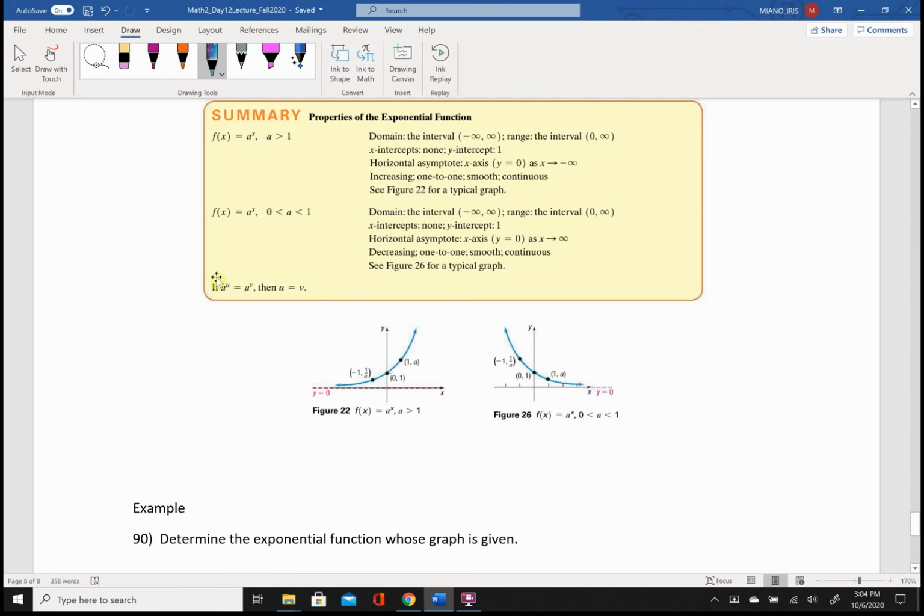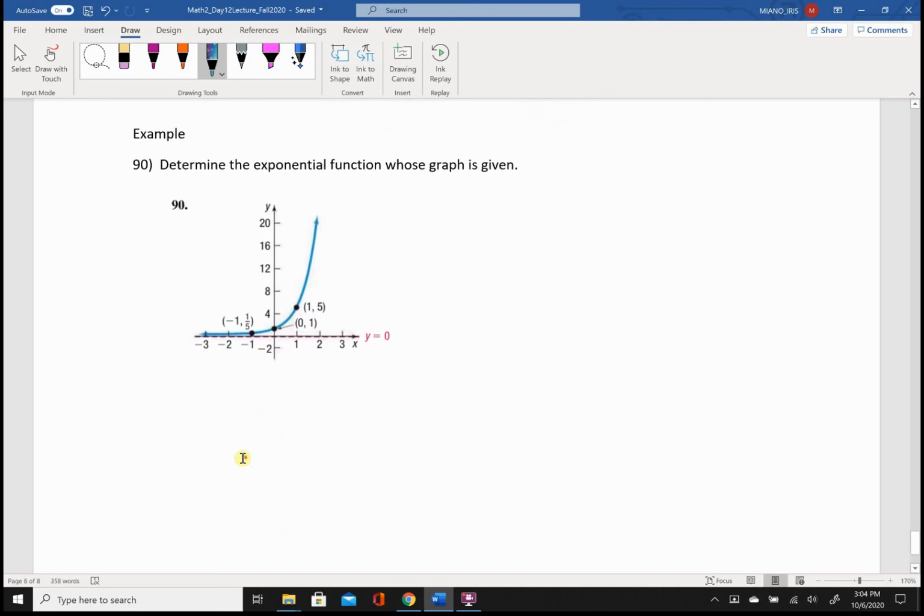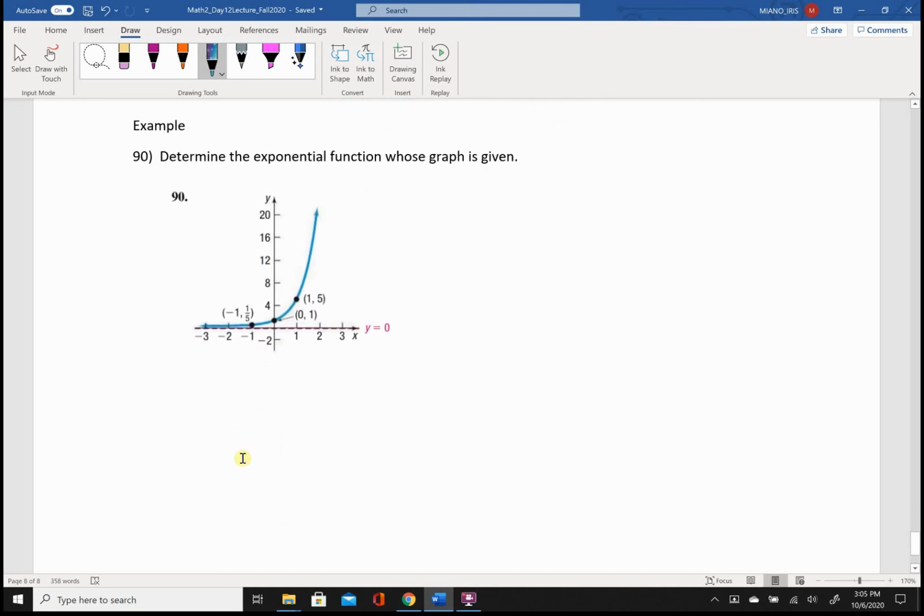And then, of course, part of the summary is this little blip about exponential expression equivalence. When you have exponential expressions with the same base equal to each other, you get to set the exponents equal to each other. Cool, cool, cool. Now, one last example before we wrap up this lecture for the day.